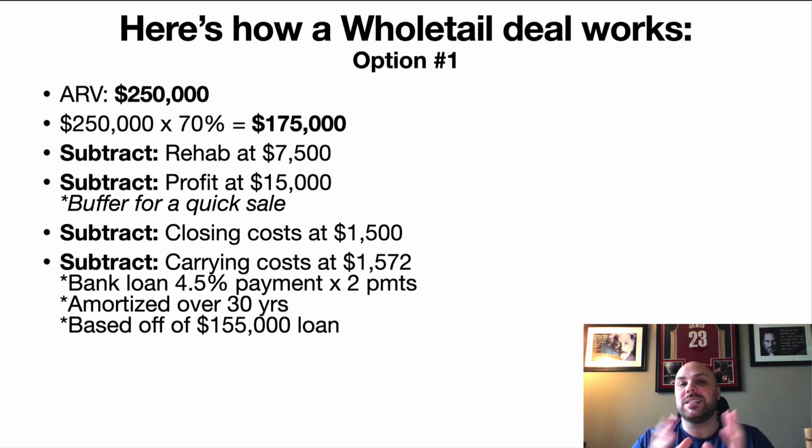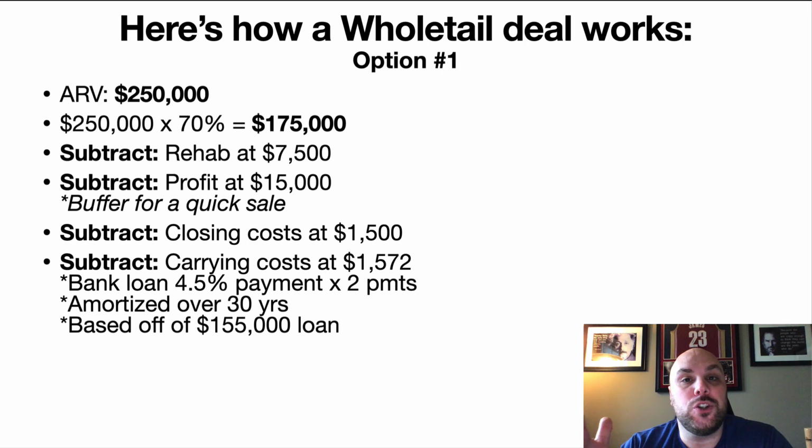Now, if you don't have that 680 FICO score, I've got option 2. This is going to work for you. But if you have that 680 FICO score, this could work for you as well. So I put carrying costs on here at $1,572, and it's a bank loan at 4.5%.